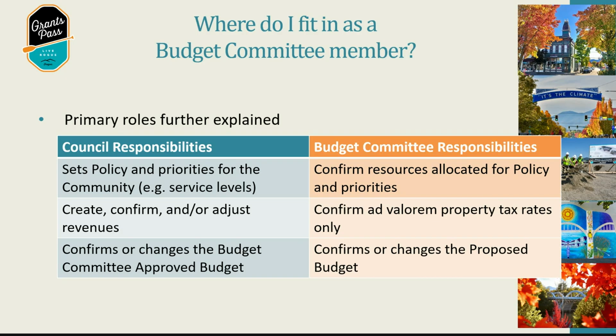The budget committee's responsibilities are to confirm resources allocated for policy and priorities. So council will identify the policies and priorities. Through the budget process, the budget committee confirms that those resources are matching council's policies and priorities. You confirm property tax rates, which is a very important piece. And you also confirm or change any proposed budget items.